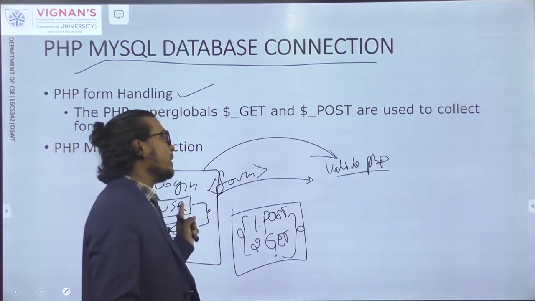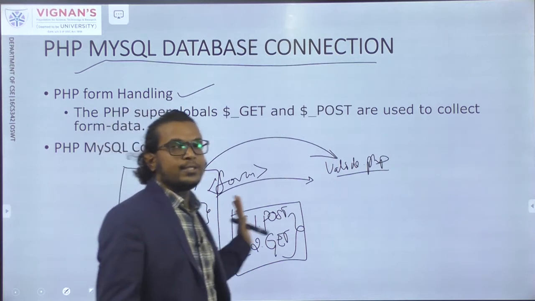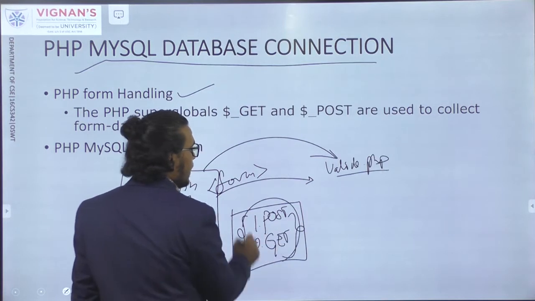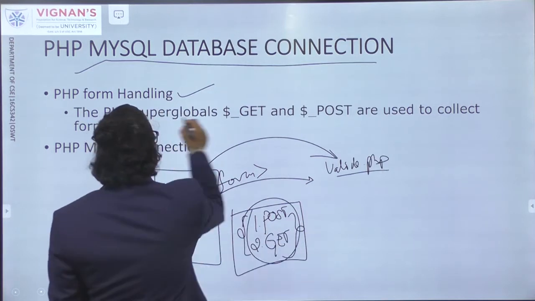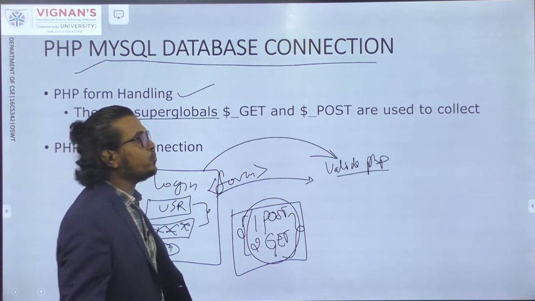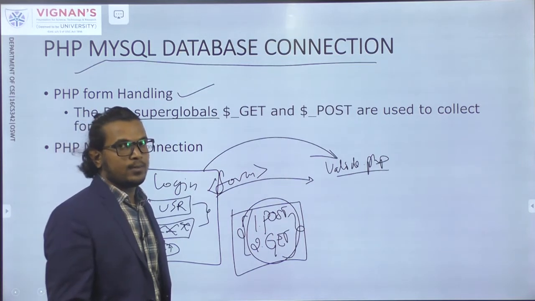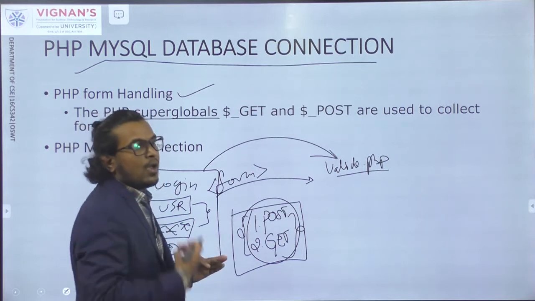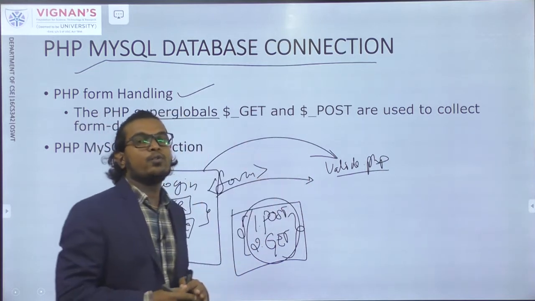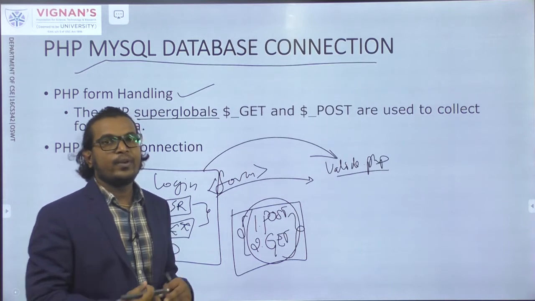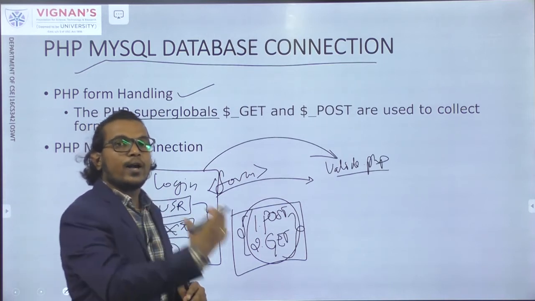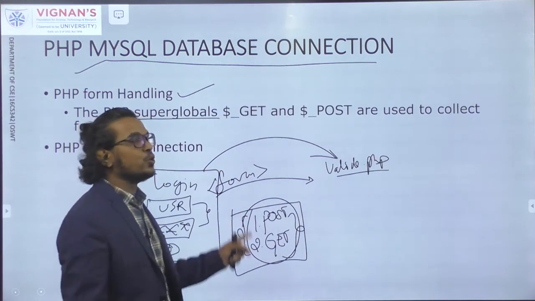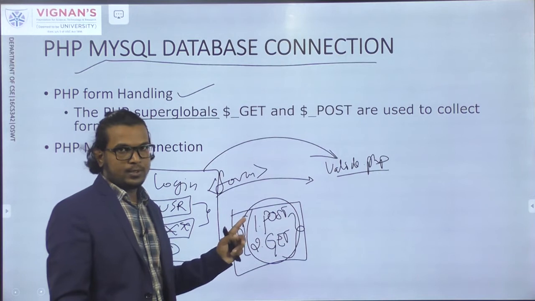We are forwarding the information from one page to another page, and these two variables are super global variables. With the help of these two variables, we are collecting the data and forwarding that information to another page with the help of these two super global variables.